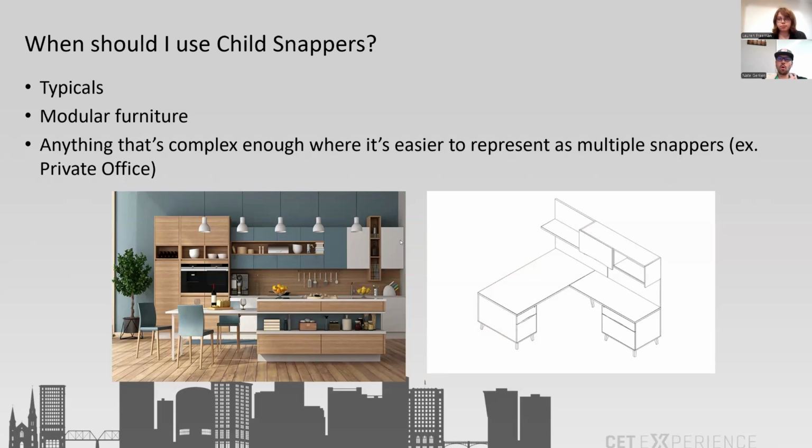So, when are good situations to use child snappers? As we already mentioned, typicals is a good one. Also modular furniture, clone armies for the Galactic Republic, and anything complex enough where it's easier to represent as multiple snappers.